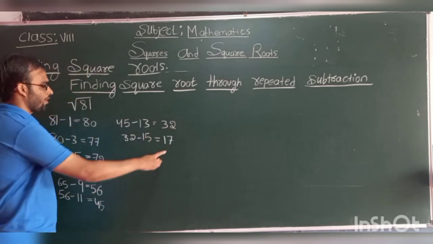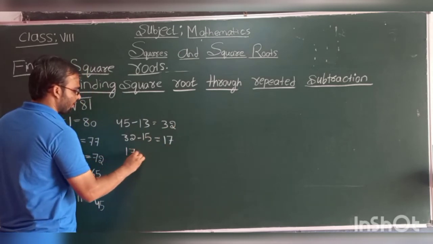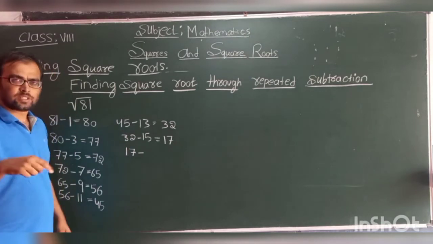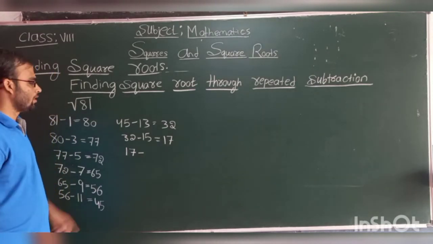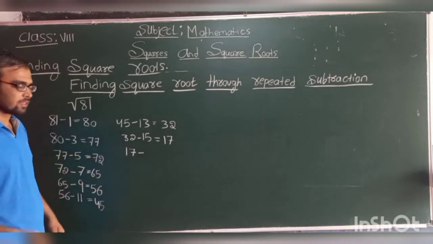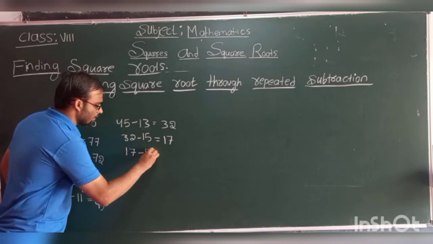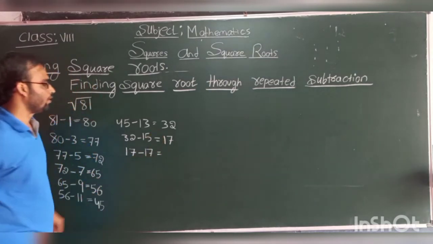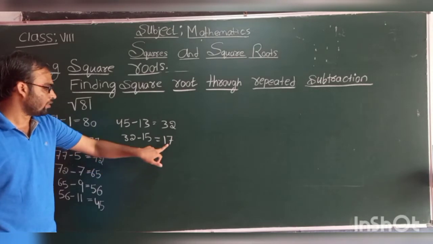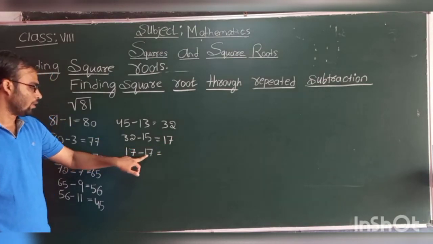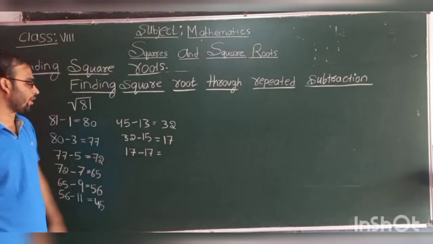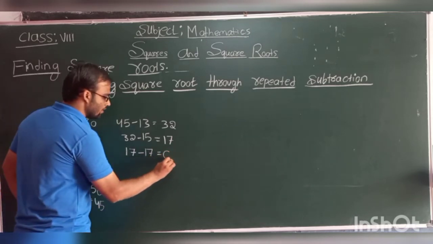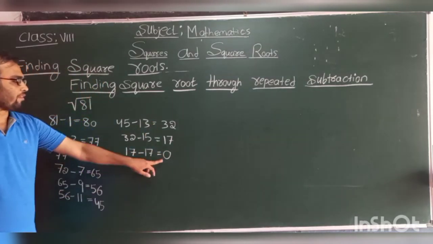Now take this one. 17 minus, which is the next odd number? After 15, which is the next odd number? 17, no? Just subtract by 17. This 17 is what? This one. Minus. And this one is the next odd number. So 17 minus 17 is what? 0. So at last what we have got?